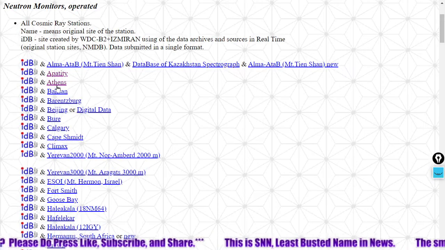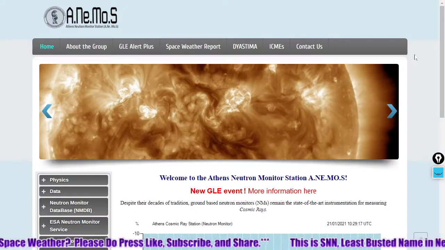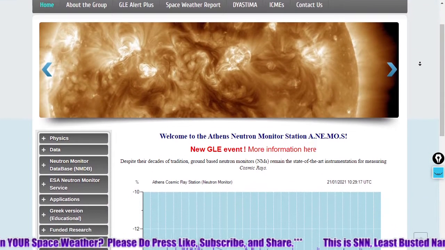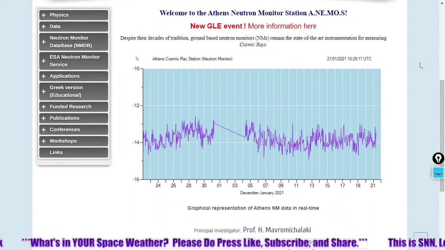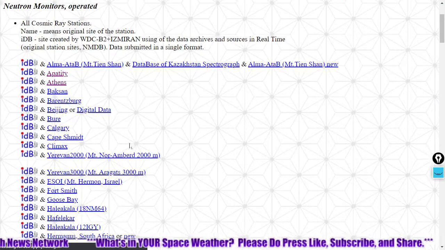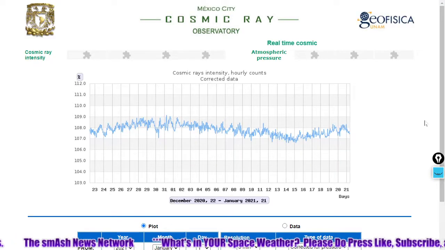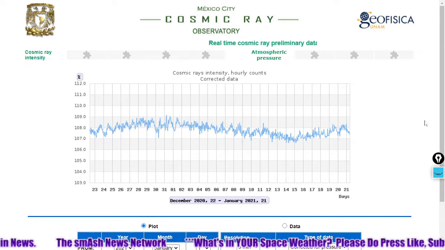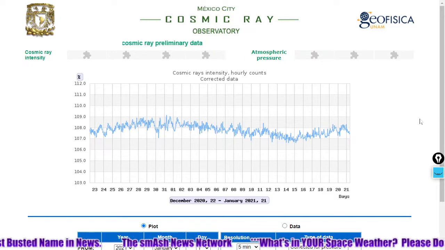Next, we'll go farther south to Athens, Greece. What's going on at the Athens neutron monitor, you ask? Well, we tell. And there it is. It's pretty flat over the past 30 days at Athens as well. Next, we'll go even farther south to the pressure-corrected data from Mexico City's cosmic ray monitor. And there you can see it also flat over the past 30 days.